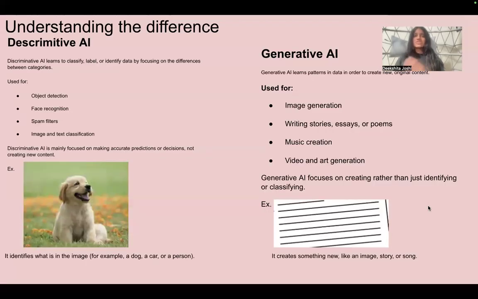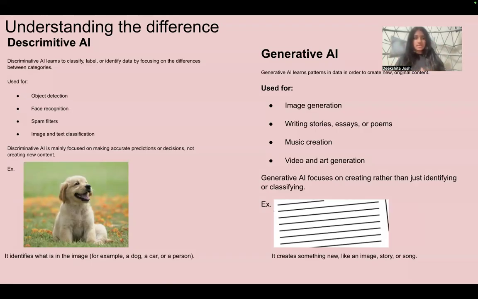Okay, first, in order to know what AI creates, we need to understand the difference between generative AI and discriminative AI. I'm assuming most of you have not heard about discriminative AI, so let's talk about that first. Discriminative AI learns to label, identify, or classify data by focusing on the differences inside the data sets that are given to it.